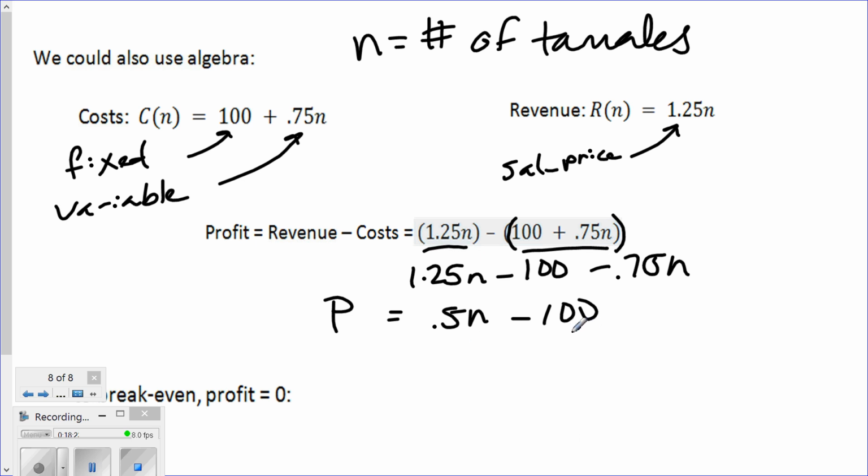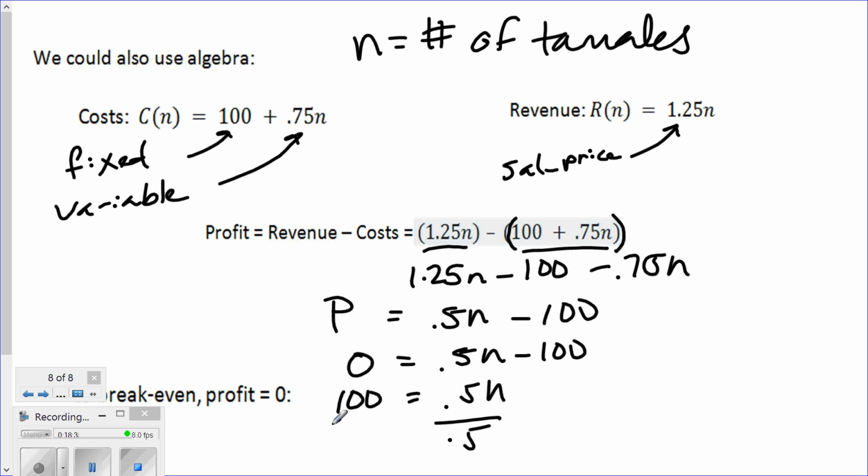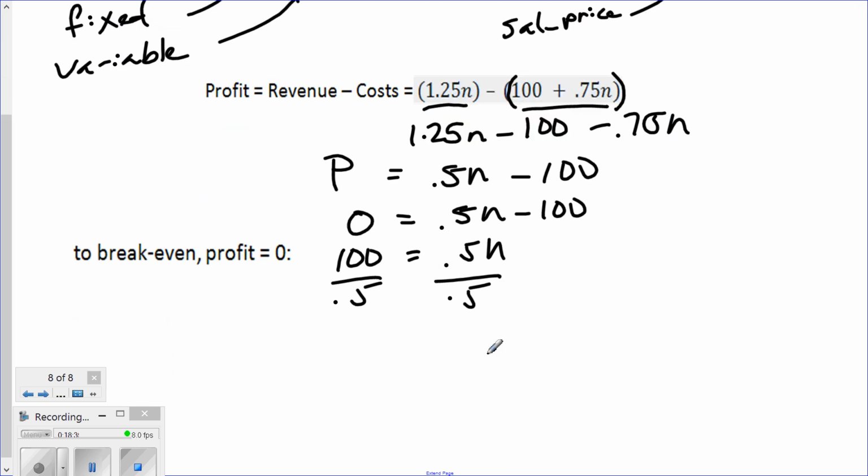And then our break-even point: profit is 0. So we can set profit equal to 0 and solve our equation. Add 100 to both sides, then divide by 0.5. 100 divided by a half is 100 times 2. Again, we're going to break even when we make and sell 200 tamales.